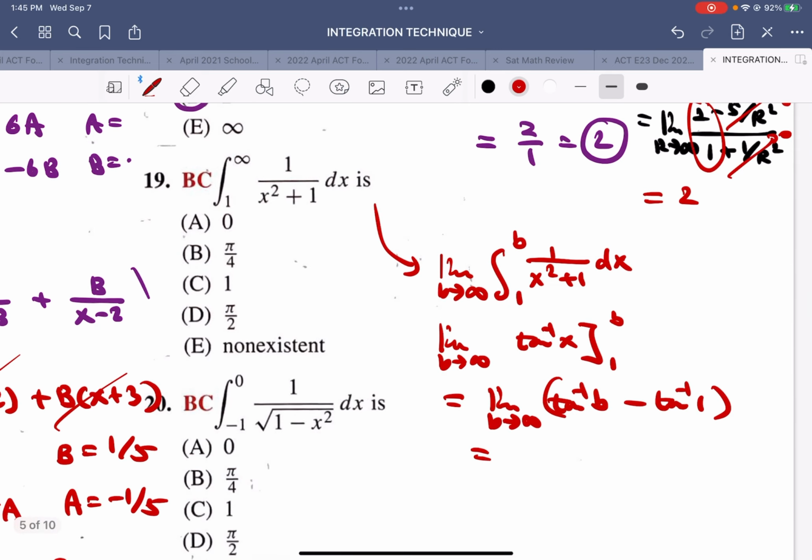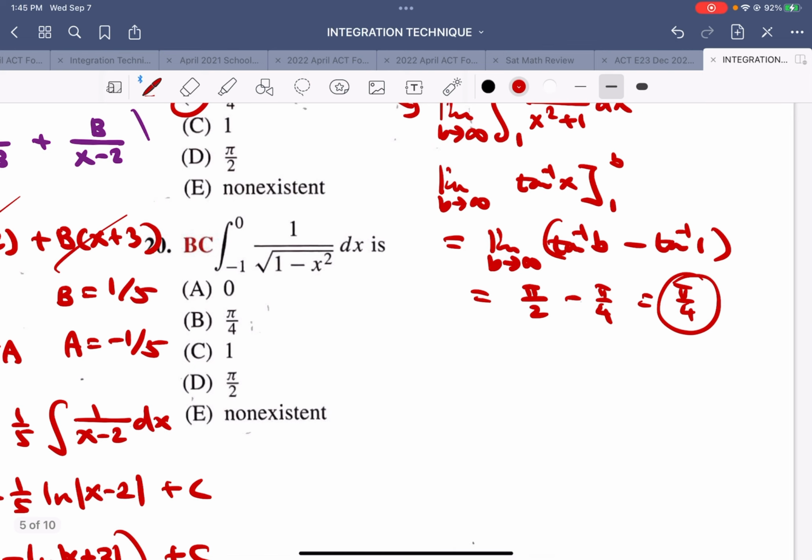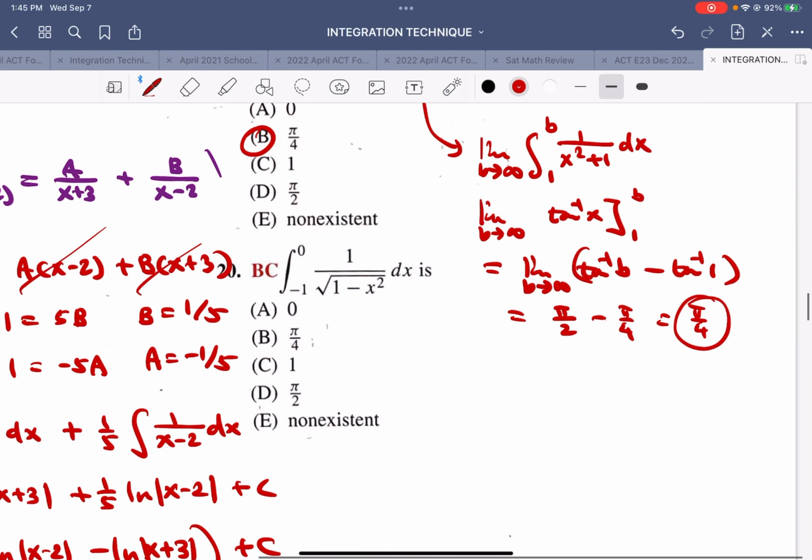So inverse tangent of infinity is pi over 2. Okay. Inverse tangent 1 is pi over 4. So pi over 2 minus pi over 4 is pi over 4. So answer B. Okay. And then last one for this first video.